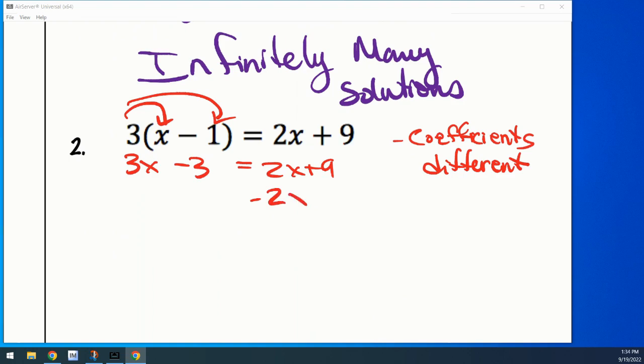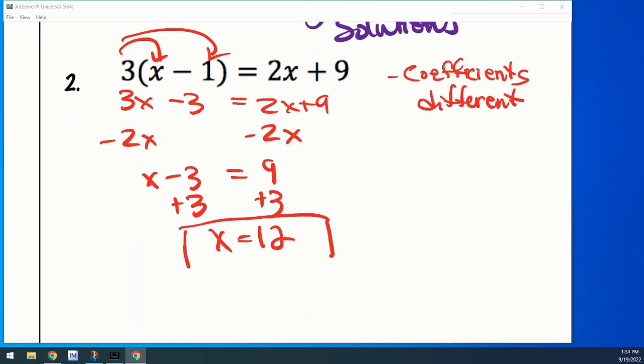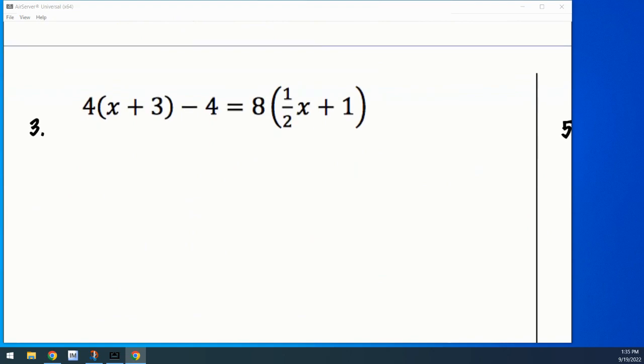So I'm going to subtract my 2x to the other side. I'm going to get x minus 3 equals 9. I'm going to add 3 to both sides and get x equals 12. So there is one solution, and that one solution is x equals 12. Next equation. So here we go.